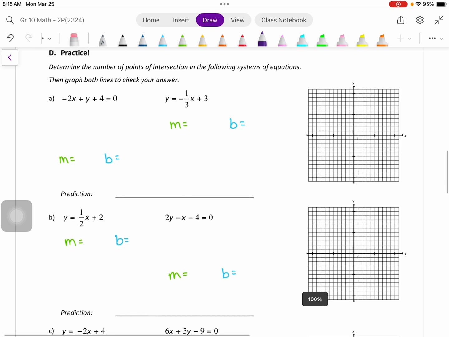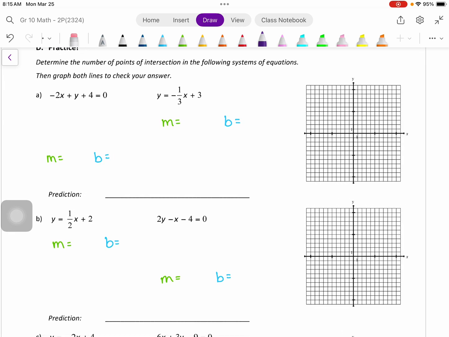So let's practice a few questions here. What we want to do is, from each equation, figure out our slope and y-intercept and then predict: will we have one point of intersection, one solution, no solutions, or an infinite number of solutions? And then we'll plot to double check.